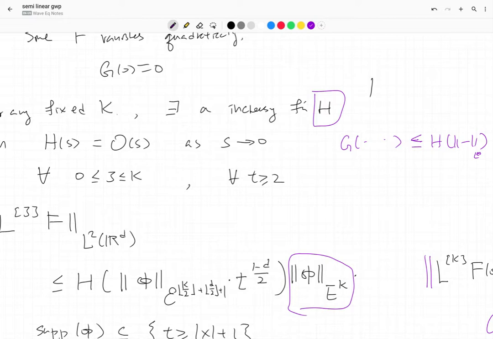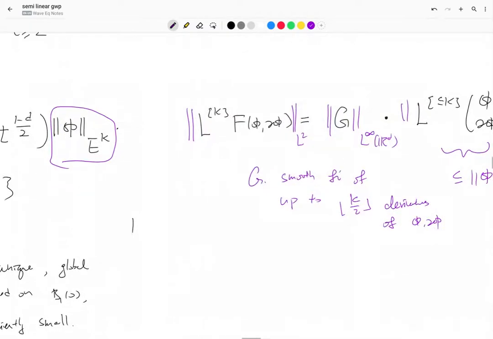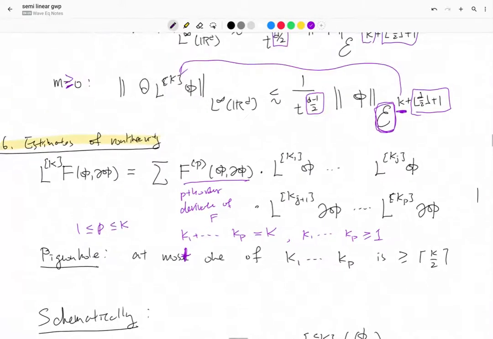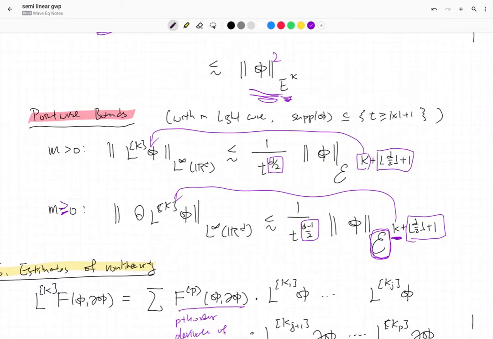Okay, so now the question is the L infinity norm. Since we're looking at up to k over 2 derivatives of phi and dphi, we're going to measure this in L infinity. This means that based on our earlier pointwise L infinity estimates, and again, we're looking at both situations. In the case of the Klein-Gordon equation, we have these phi terms that show up, and we know that Lk of phi is bounded by the energy of k derivatives plus d half plus 1.